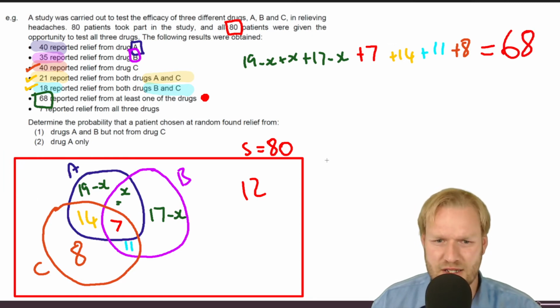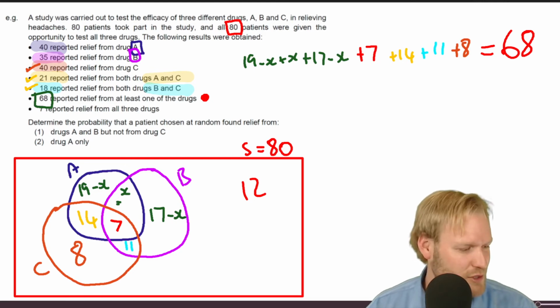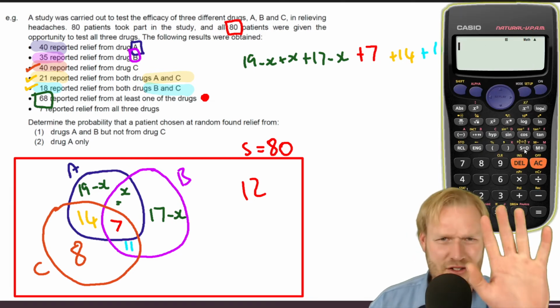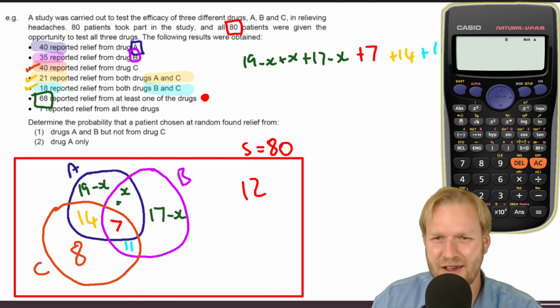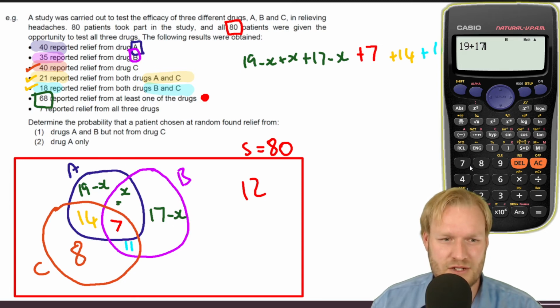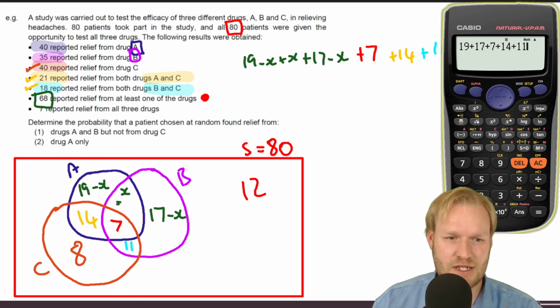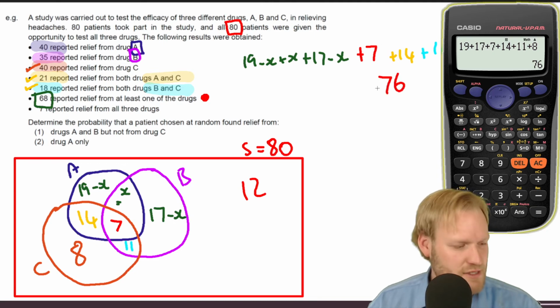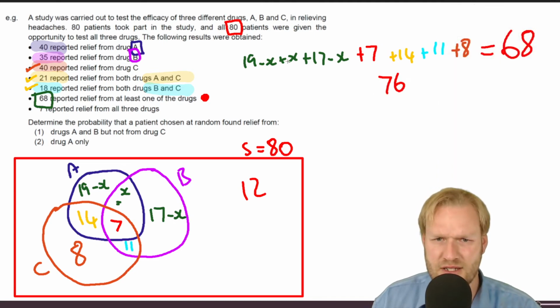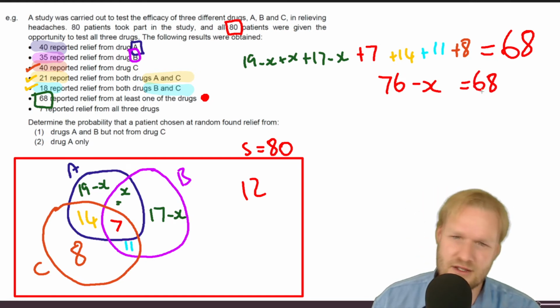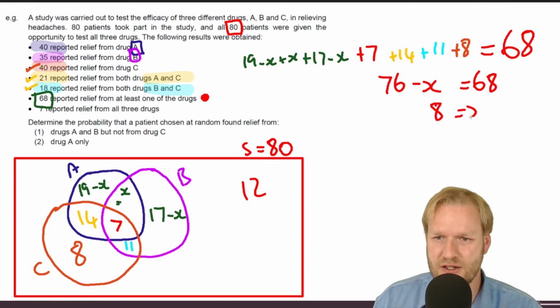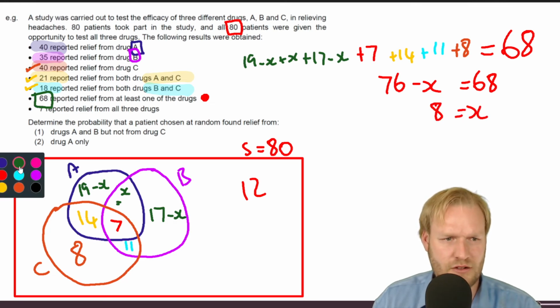Okay, so let's add these things up. As you may well guess, I'm going to use the calculator. And we're going to add all those things up: 19 plus 17 plus 7 plus 14 plus 11 plus 8. And I think we get 76. So we got 76 if we add all those things. Minus X plus X minus X is minus X equals 68. Okay, add X, subtract 68. So 8 equals X. Cool, so we can fill that in over here.